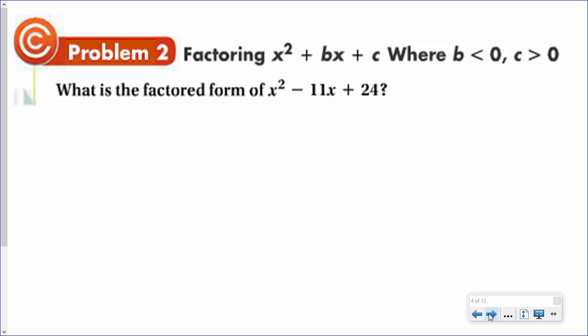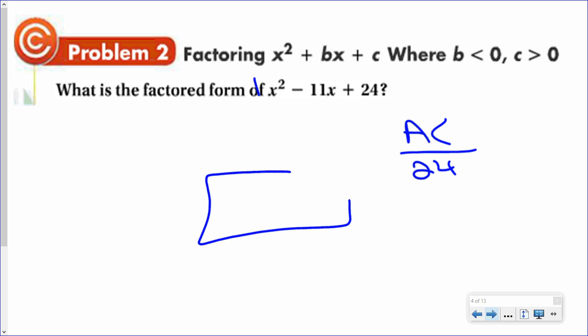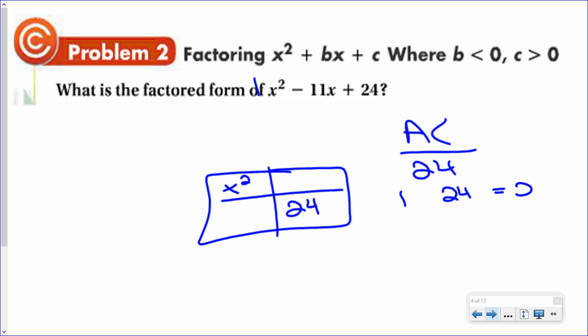Okay, so a little bit different. Your AC number is 24 because 1 times 24 is 24. We'll fill in the box now with x squared in the top left corner, 24 in the bottom right. Factors of 24. Now you don't have to write them all out. There's a lot of students that just think about it in their head. So like 1 times 24 is 25, right? Okay, so let's just get right to the answer.